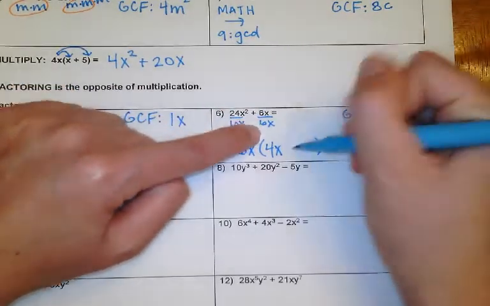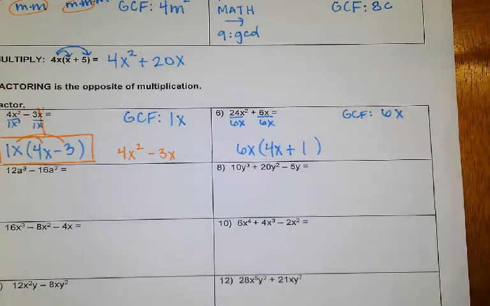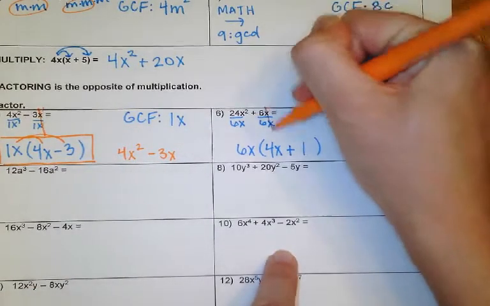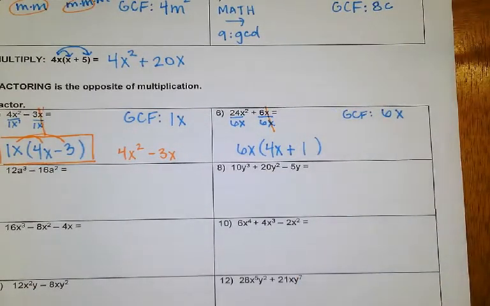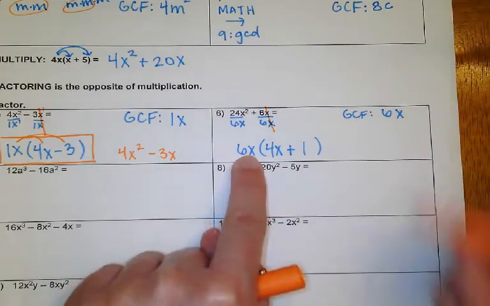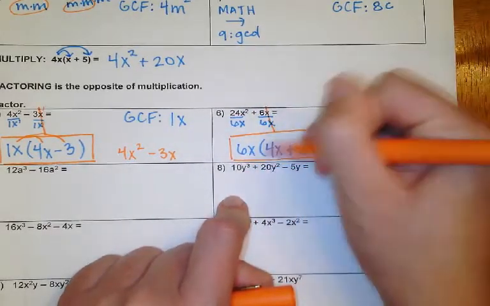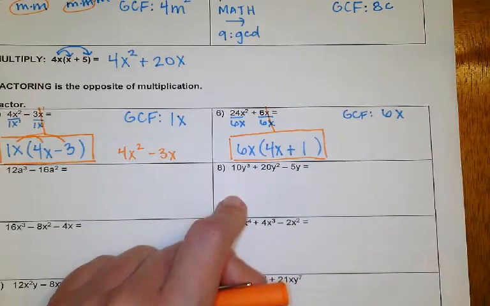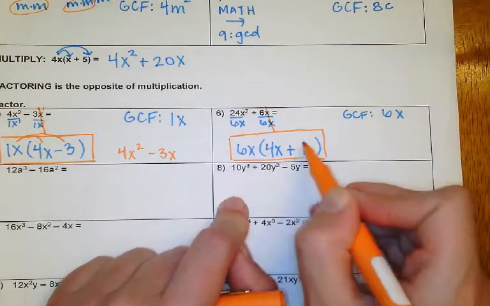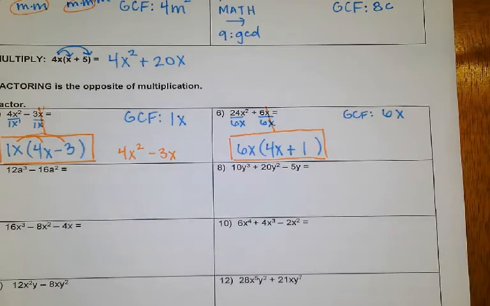6 divided by 6, positive 1. And when my x's are the same, x divided by x, they cancel each other out. My final answer has the GCF in front, and what I was left with afterwards in parentheses. I again could double check that it multiplies and makes the original problem back again. All right, let's keep going.